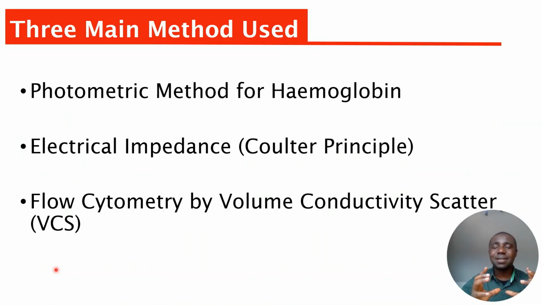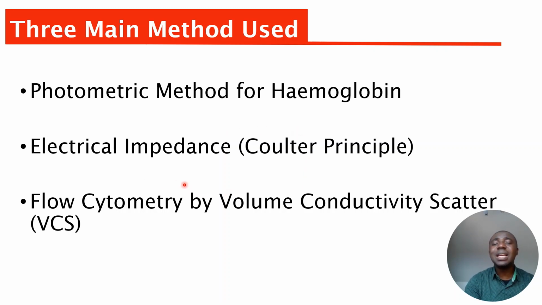Most of the analyzers used in the hematology laboratory measure hemoglobin through the photometric method. This is common for almost all the analyzers, because for hemoglobin measurements, following the aspiration, the red cells are lysed, and once the red cells are lysed, it just exposes the hemoglobin. Light will then pass through it, and that can be quantified. That is the photometric method for hemoglobin.